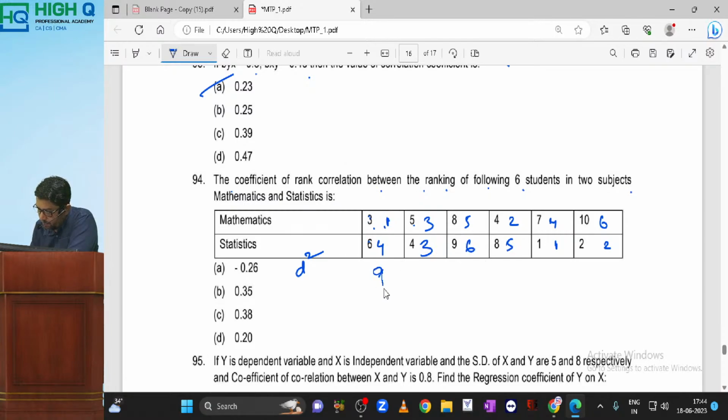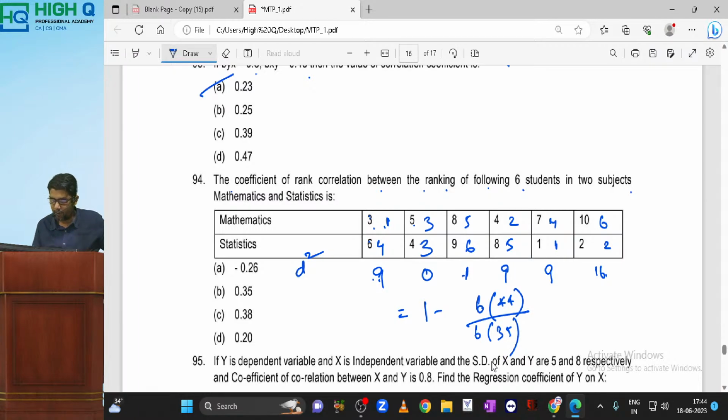What is d square? 9, 0, 1, 9, 9, 16. Still I am not getting. 10. Okay. 1 minus 6 into 44 divided by 6 into 35. Tell me what is it? 0.26, minus 0.26.